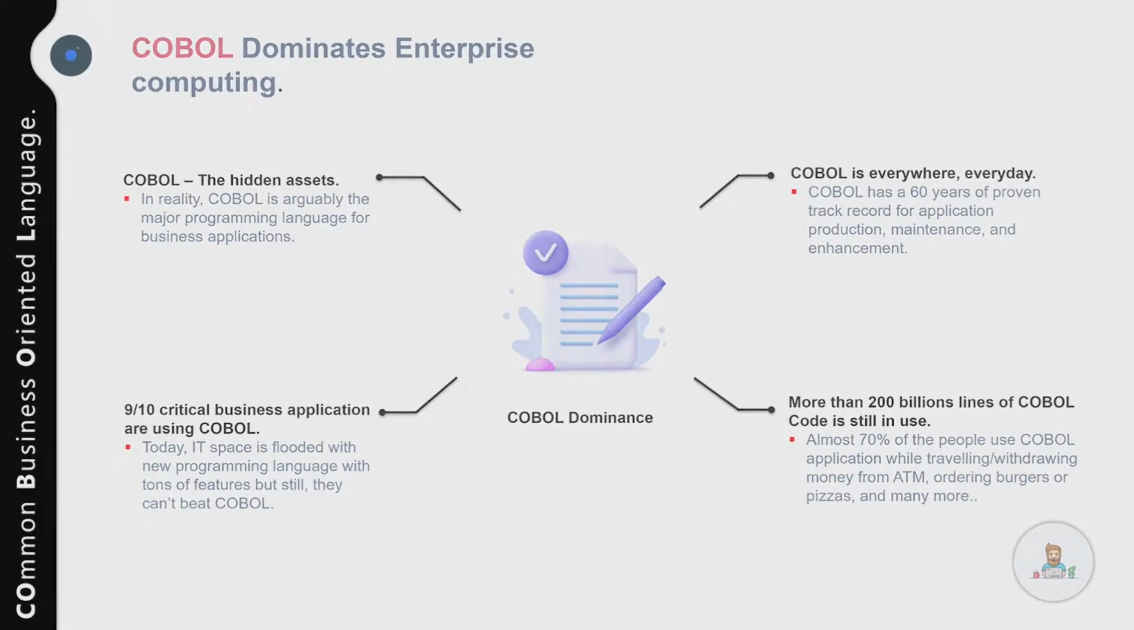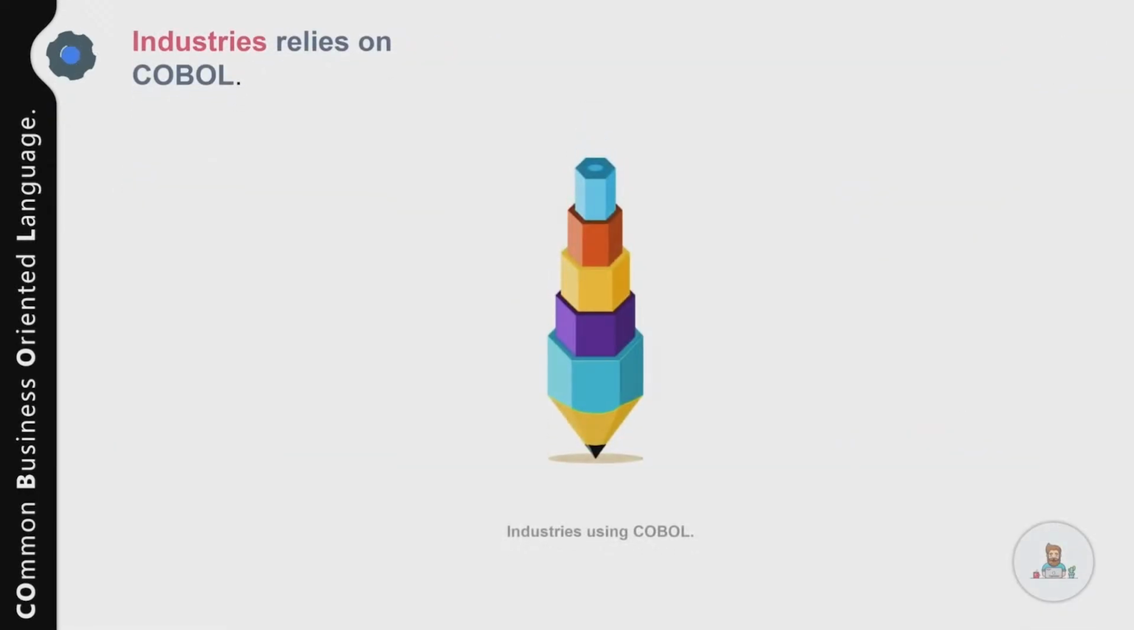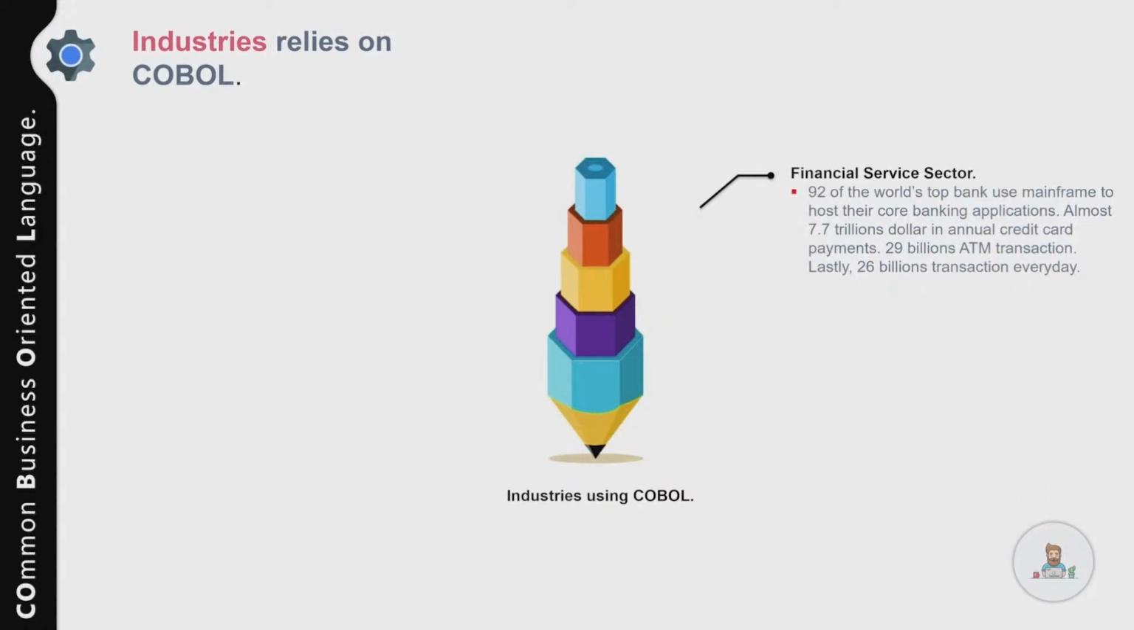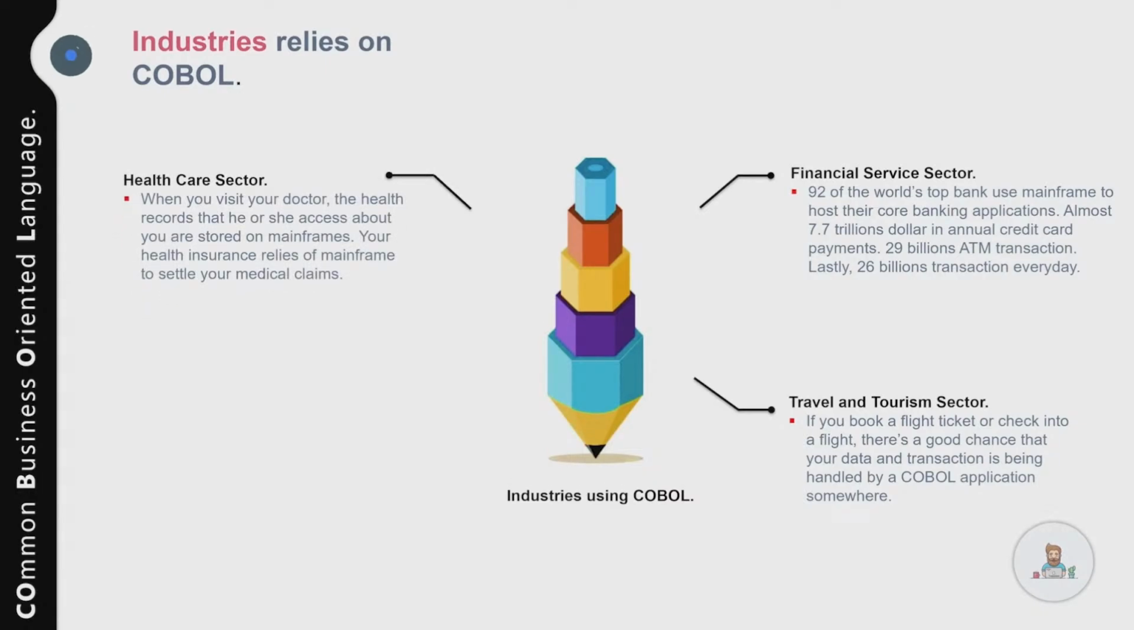Now let's talk about different sectors or industries that rely heavily on COBOL applications. So the first one is the financial sector. In the financial sector, almost 92 of the world's top banks use Mainframe to host their core banking applications. Almost 26 billion transactions are processed daily by COBOL applications.